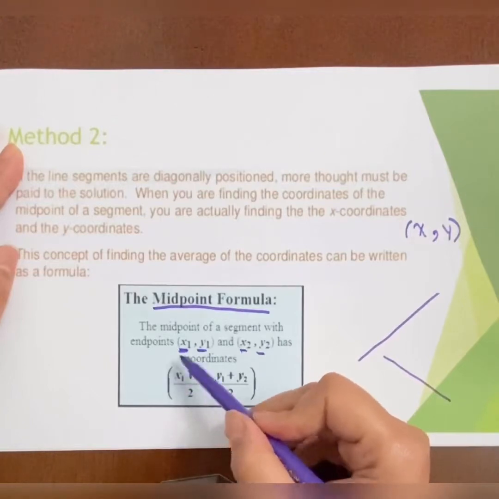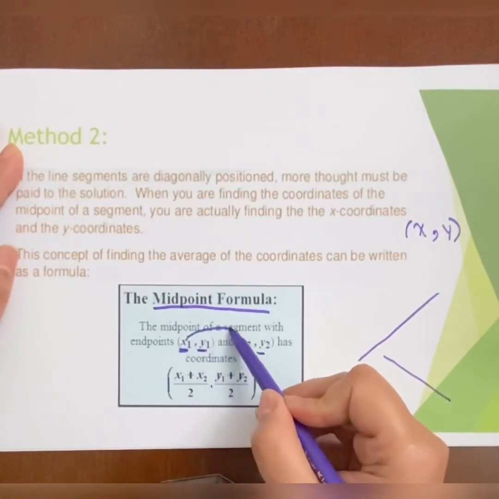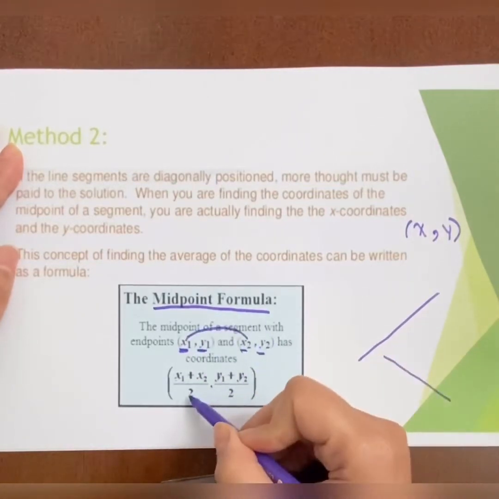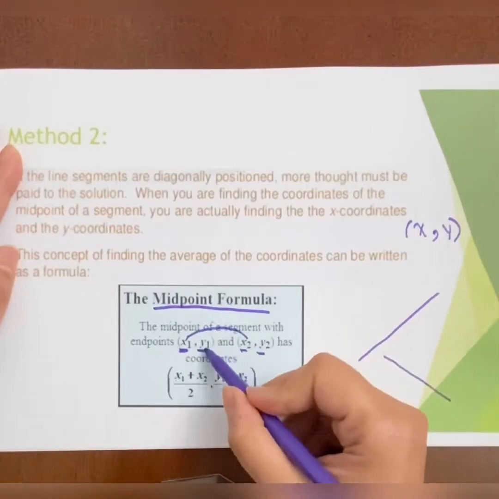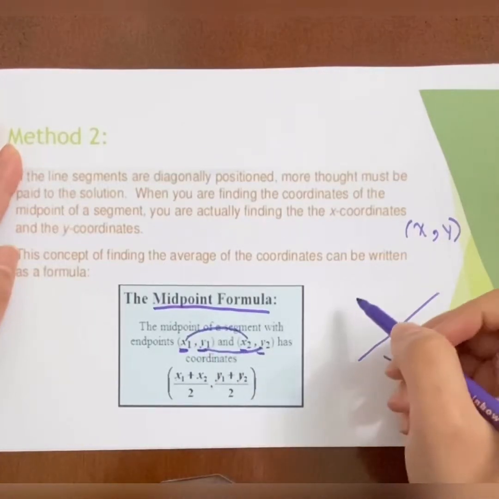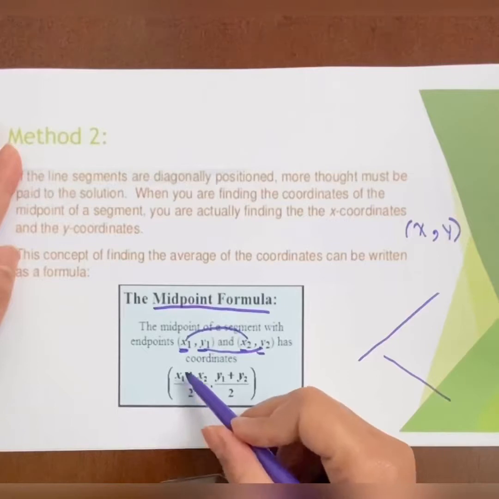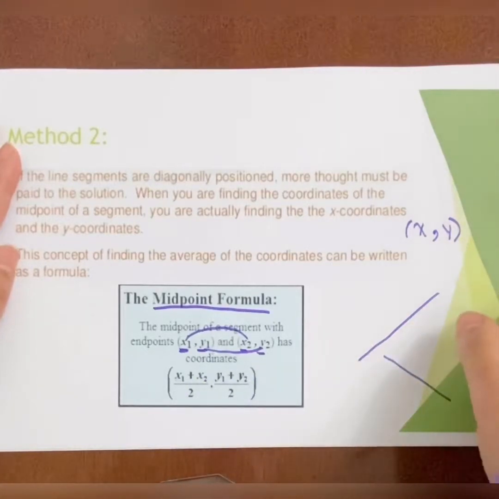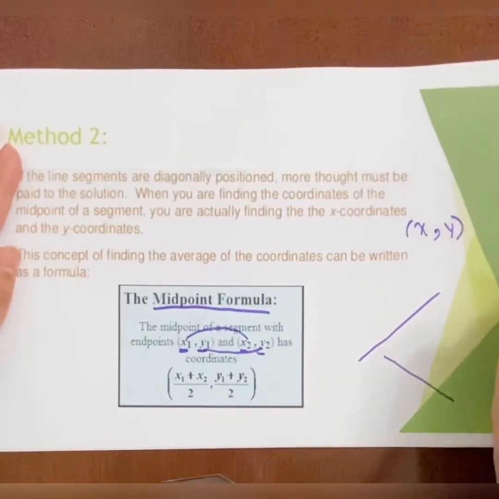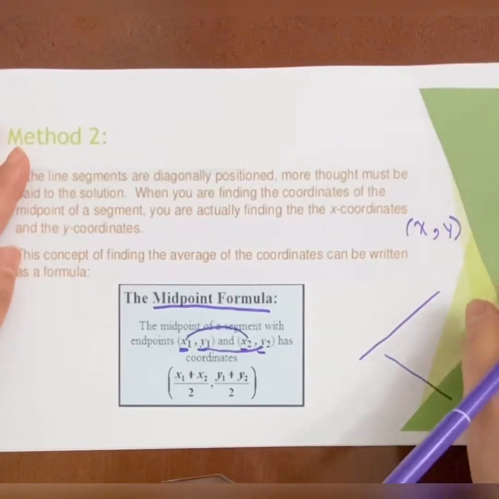We're going to add the x coordinates together, x1 with x2, and we will divide it by 2. y1 with y2, then we will divide by 2 in order to find the coordinates. How do we do that? I'm going to give you an example.